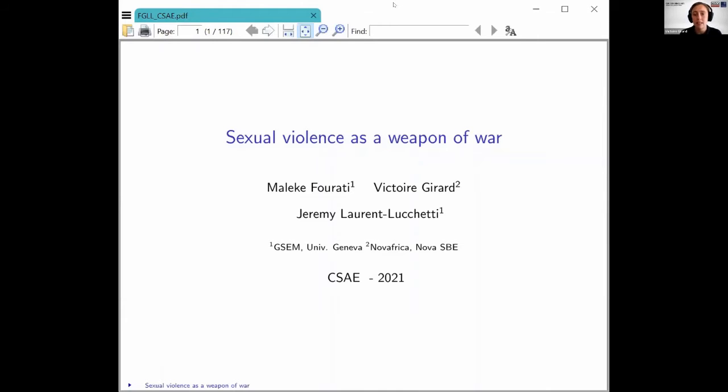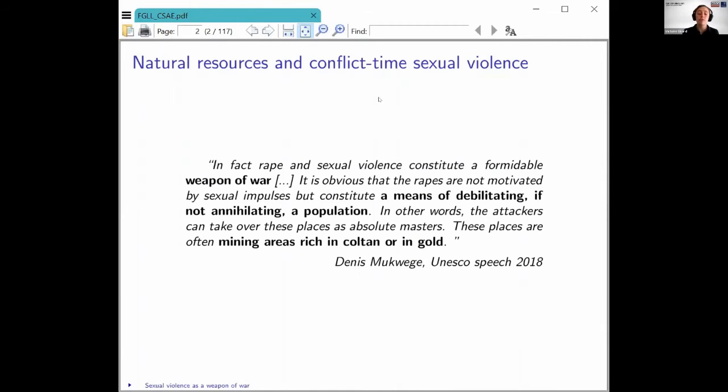So the 2018 Peace Nobel Prize to Nadia Murad and Dr. Denis Mukwege calls attention to the hundreds of victims of these forms of violence. And if we follow the intuition of Dr. Mukwege, it's actually a form of violence that can be used by armed group members as a means of annihilating local population in resource-rich areas. So this is basically what we are testing in this paper.